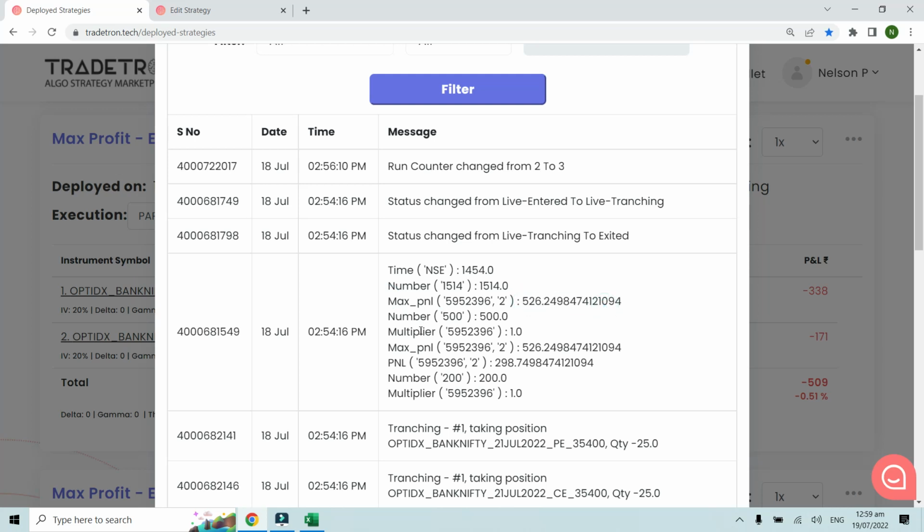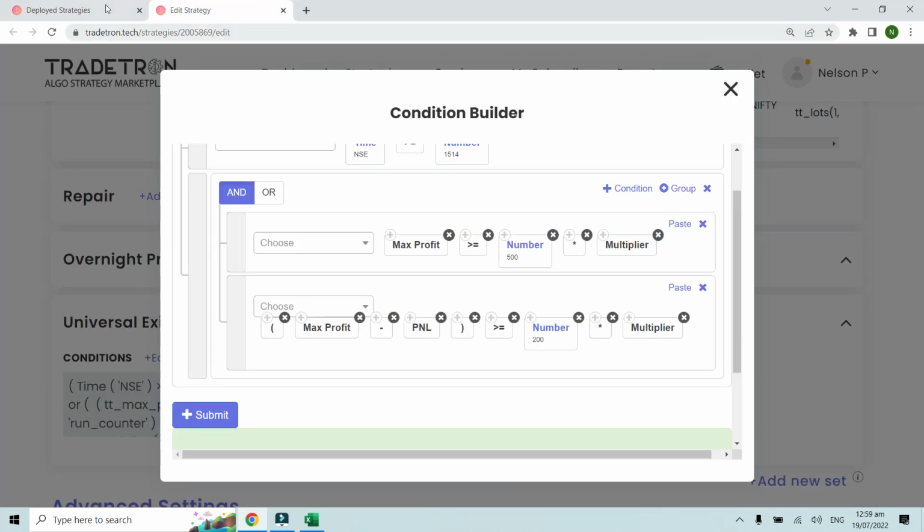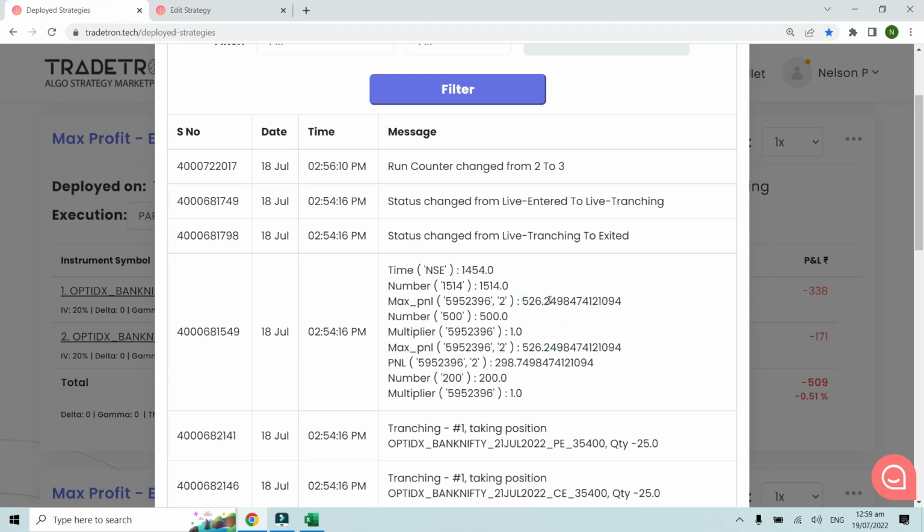Whenever the PNL condition was that from the highest profit point, max profit minus current PNL should be greater than or equal to 200. So over here, from 526, when it came down to say 300 rupees and started going lesser than 300, that is when this condition was true, that 520 minus 300 was greater than 200, right? That is the reason why it exited at this particular trailing stop loss.